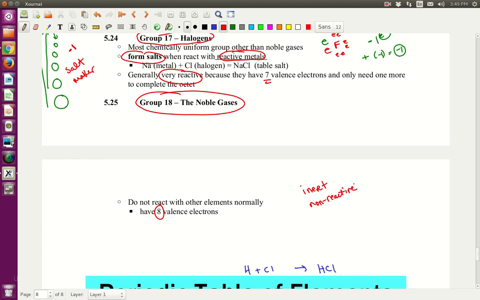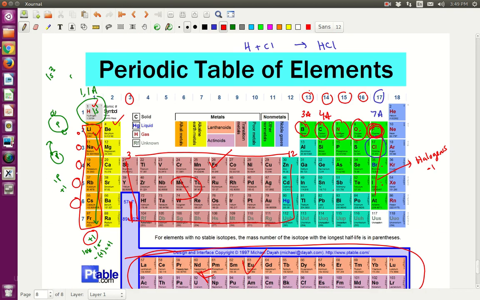I kind of think of the noble gases like snooty nobles and the aristocracy, and they don't want to hang out with all the peasants or the common folk, so they keep to themselves. So there they are, the noble gases, group 18. Now what can you tell me about these guys?